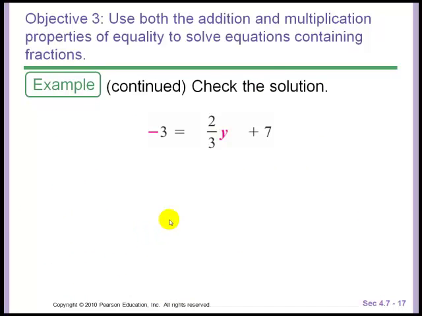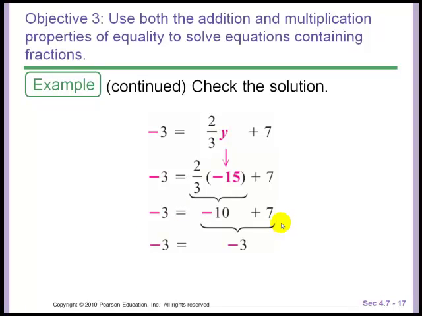To check that solution, replace y with the negative 15. We get negative 10 plus 7, which is negative 3. The solution is negative 15. The negative 3 is simply your check.